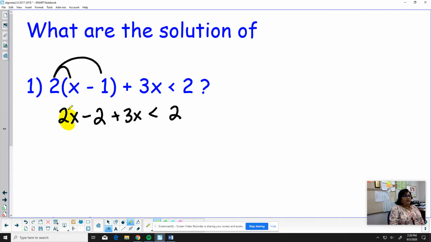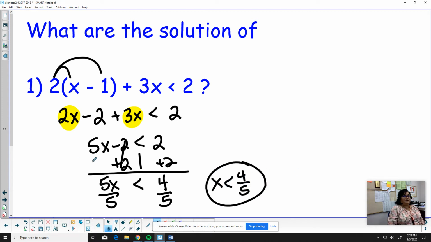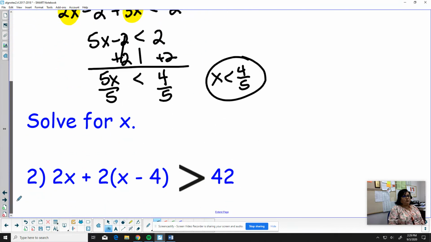And then on this side, we're going to combine our x's. So we're combining like terms. So that's 5x minus 2 is less than 2. So now I'm adding 2 to both sides. 5x drops. Over here is 4. And less than drops again, and then I divide by 5. So my final answer is x is less than 4/5. Or if you wanted to do a decimal, you could do 0.8.